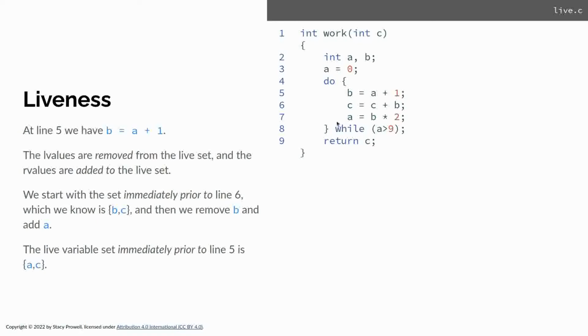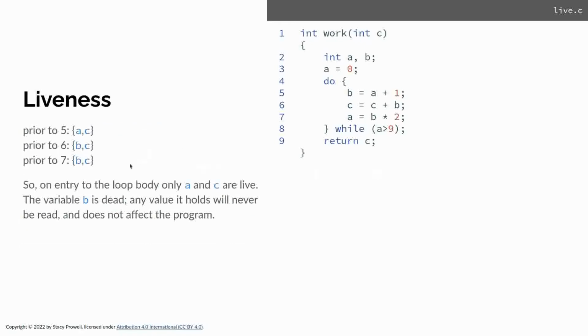That makes sense. We'd like the same things to be live at the bottom. They're live at the top. If they are, we're in good shape since it's a loop. If it wasn't the case, we would take the union of them because it's a loop. All right. We can keep walking back and that'd be fine. But here are the things we learned, right? Prior to line 5, it's A and C. Prior to line 6, it's B and C. And prior to line 7, it's B and C.